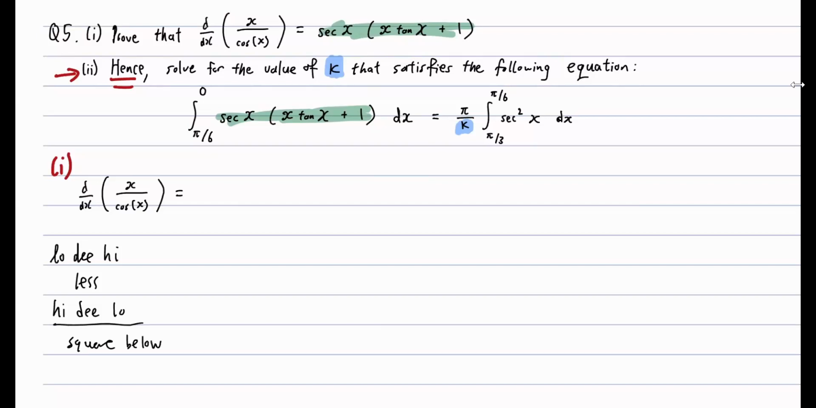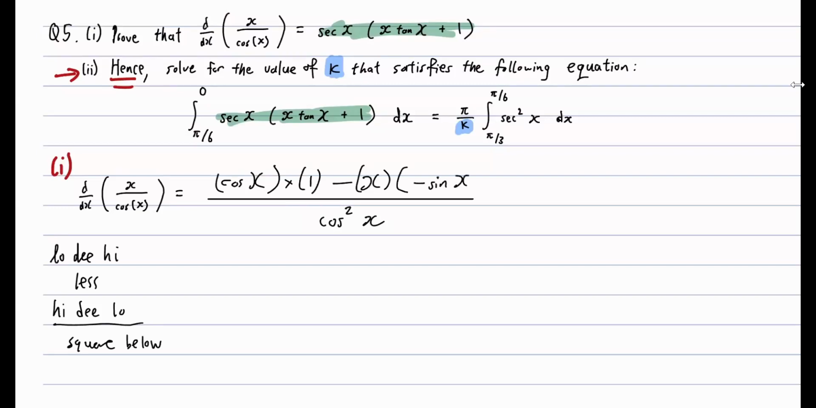Cosine x, so let's just do the simpler one first. Square below, cos square x. Bottom cosine x times d top, which is 1, minus x times the differentiation of cosine x, which is just negative sine x. Very good. Simplify. So this is just cos x plus x sine x, all over cos square x.